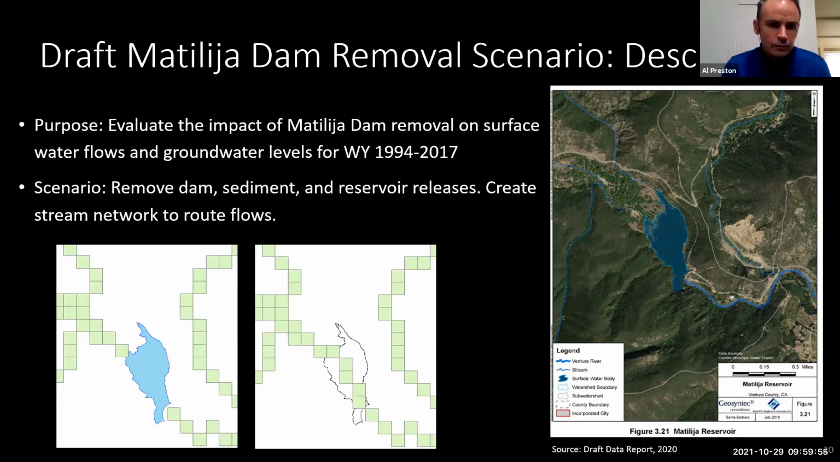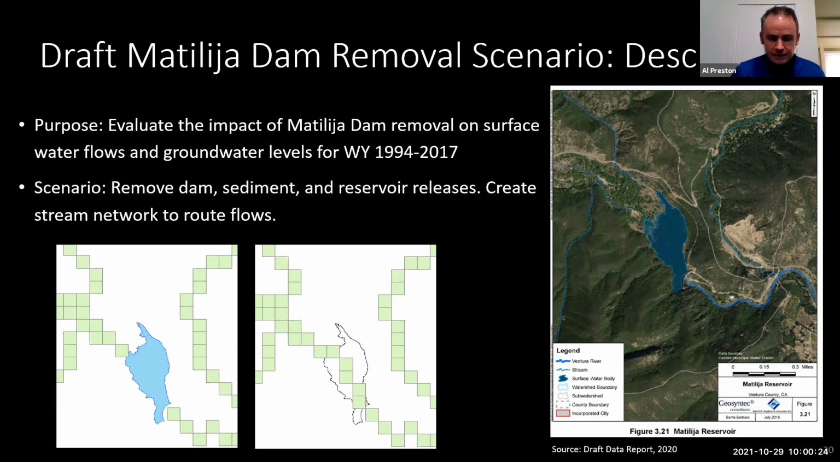So I should have gone over that. Currently the Matilija Reservoir is represented by lake HRUs in the PRMS model and the Lake package in the MODFLOW portion of the GSFLOW model. So we're going to replace all those with land cells. So the answer is yes, and we'll just use values of the land cells from the surrounding cells. And for Matilija, there are not that many.